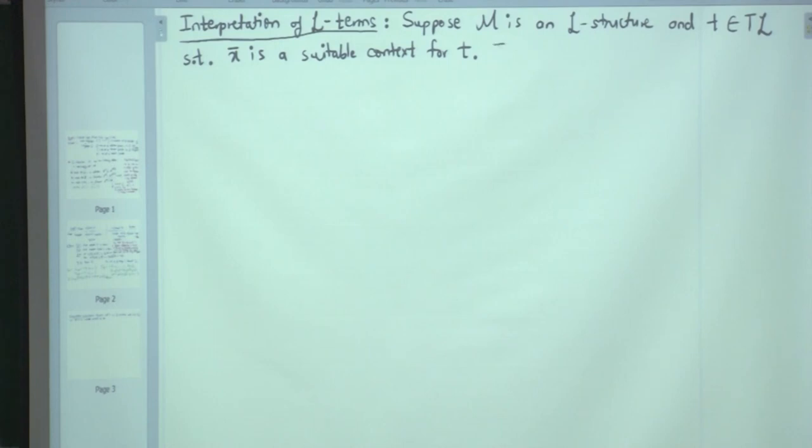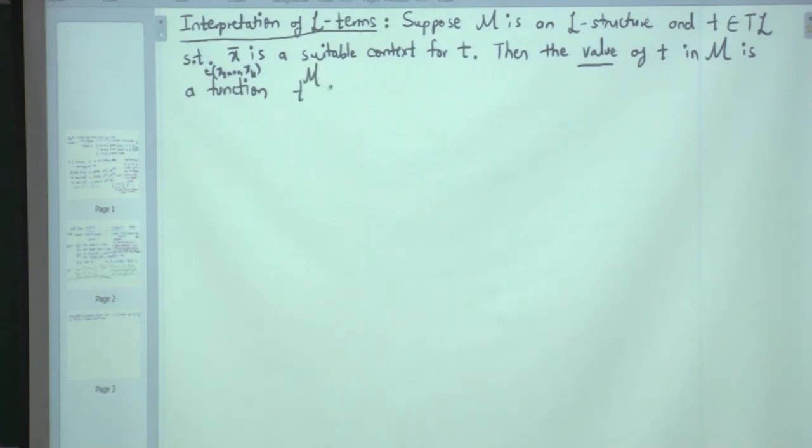Then the value of T in M is a function. Maybe I should say what is x bar, x1, x2, xk, okay? is a function Tm from M to the power k to M, recursively defined as follows.